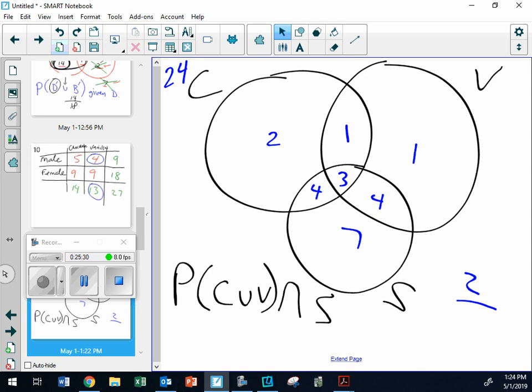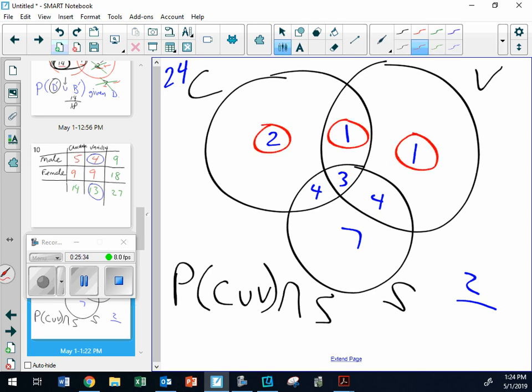All right. Here is C union V. Everybody who got invited to either C or V, that's C union V. Now, where does that intersect with S? That's the question. Do you get that all the red ones are C union V? I know a lot of people think it's just the 1 and the 3. No, that would be intersect. C union V is all the red ones.